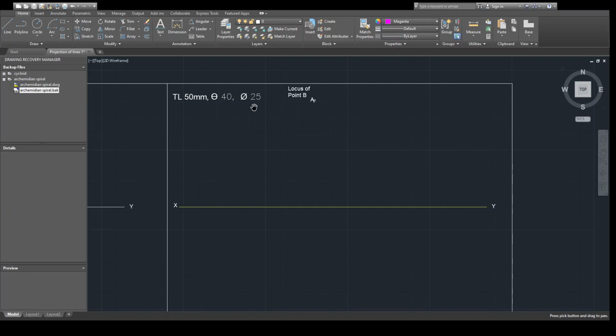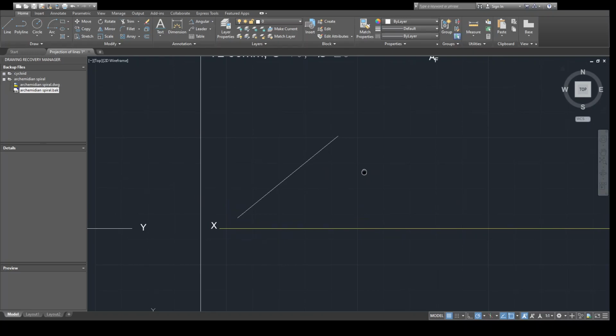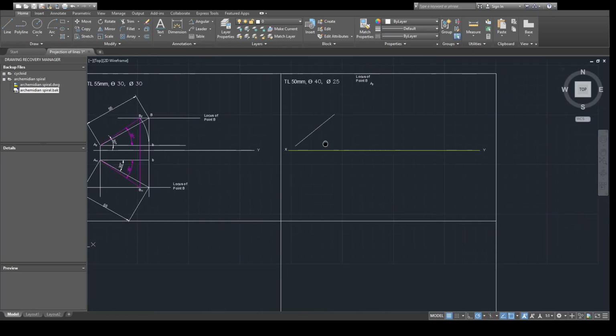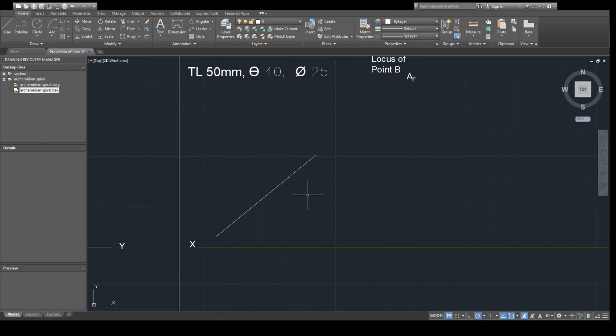Okay. Now how to solve this problem? So simple way, first we will draw one line. First we will draw the true length, that is 50 mm line, and inclination with respect to HP is 40 degree. So this is the line. We will name this point as AF. So this is my point AF.